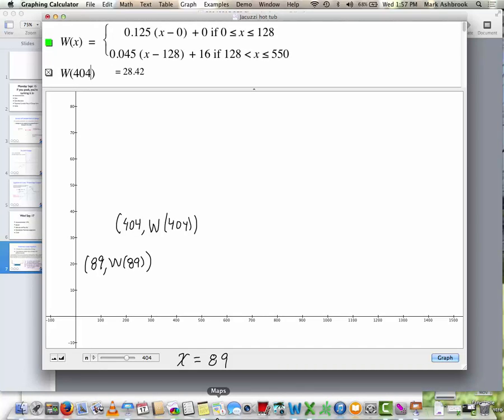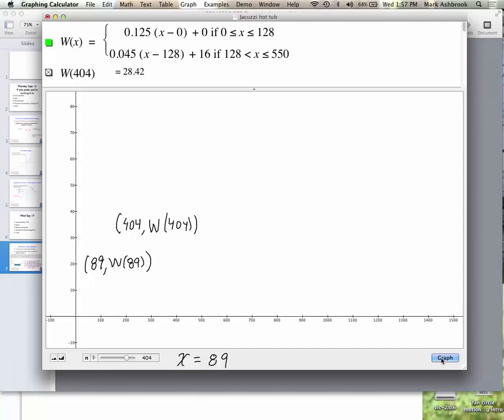.42 inches. Okay, how does the graphing calculator find this height? How is it finding this height? It's taking 404 and seeing that it's between 128 and 550. It's using the second line, right? It's using the second line to generate that new water height of 28.42. Questions, comments?